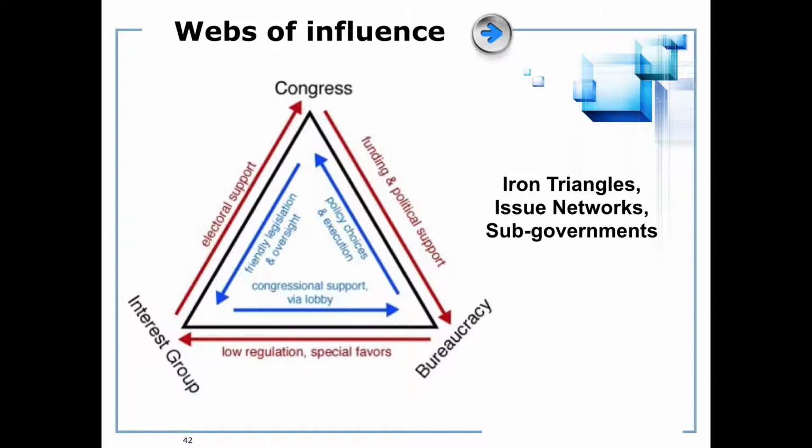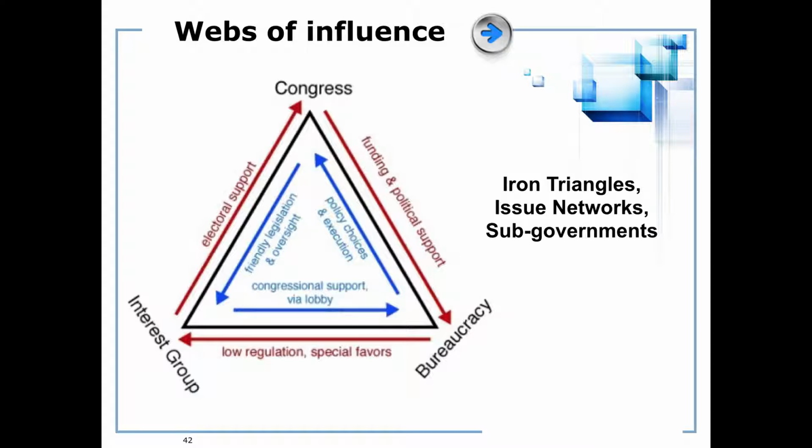Now, if we see this here, there's a triangle. The triangle is in black. The actions are in red, and in essence, the flow itself is represented in blue. Now we know that iron triangles and issue networks describe the patterns, or the flow patterns, of group influence through which most public policy is decided.